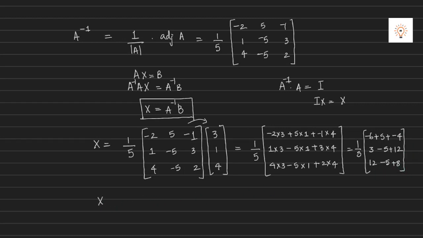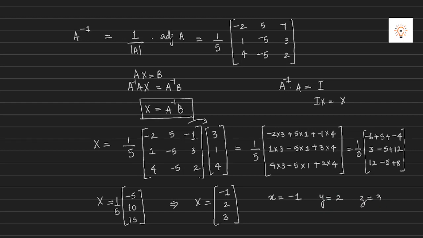So I'll get the x values as 1 by 5 times -5, 10, 15, and when I multiply 1 by 5 with each of these elements, I'll get the x values as -1, 2, and 3. So that means my variables are x equal to -1, y equal to 2, and z equal to 3.